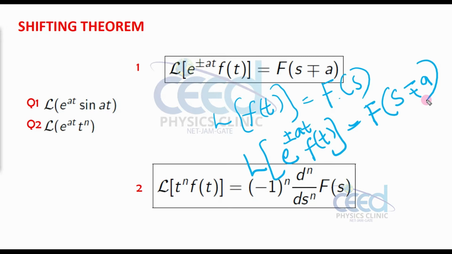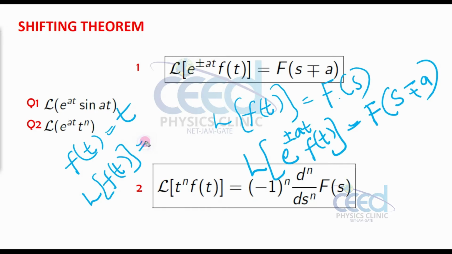Suppose you have a function f of t equal to t. Now what is the Laplace transform of this t? We have studied that the Laplace transform of t is 1 by s square. This is a basic result.